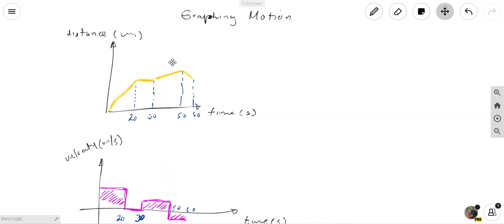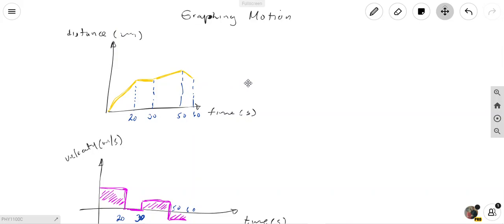Now, when the graph is going downwards, like in this interval from 50 to 60 seconds, that means that the car is traveling backwards. So the distance from the starting point to the actual position of the car is decreasing. Always, when in a graph of distance versus time you see a graph going down, it means that the distance is decreasing, right? So the car is moving backward in that interval.